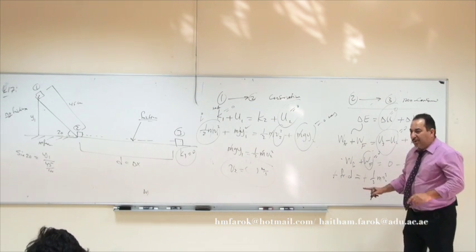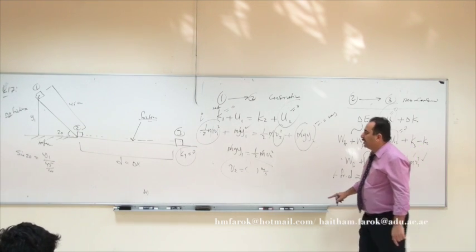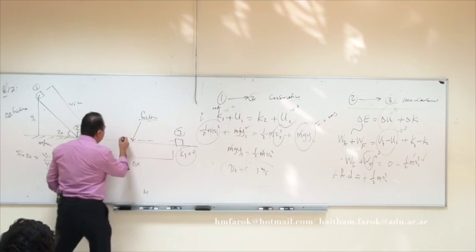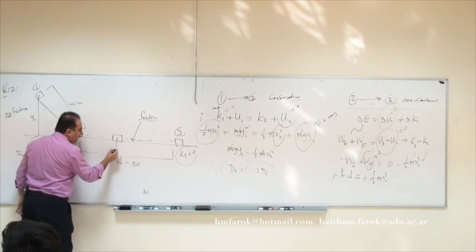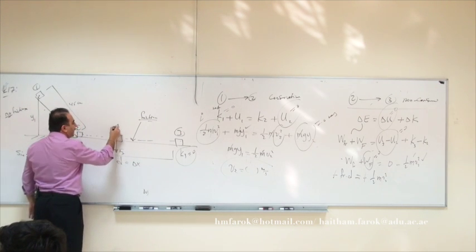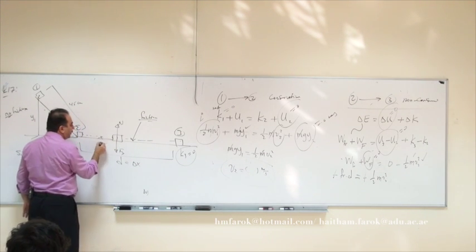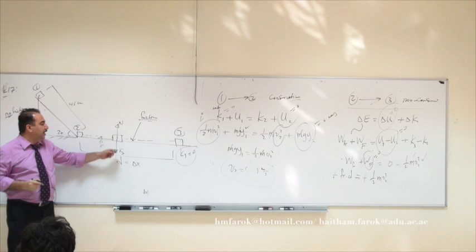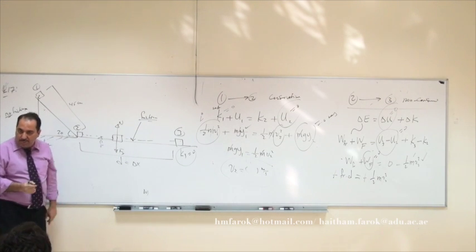Do you need the mass? No, because mass is inside the friction. Here, if I draw the block, this is Fg. This is N. This is what? Fr. Fg and N are equal, yes?